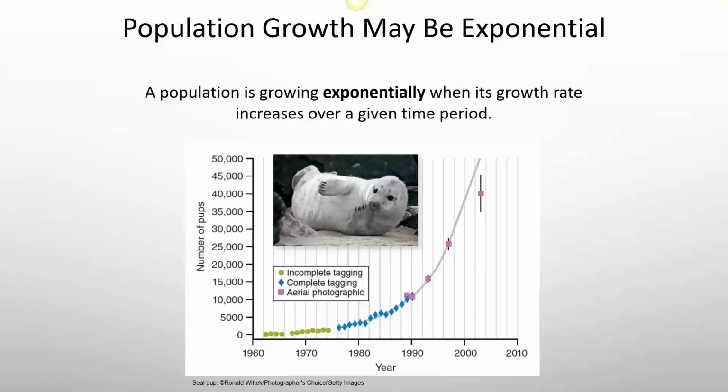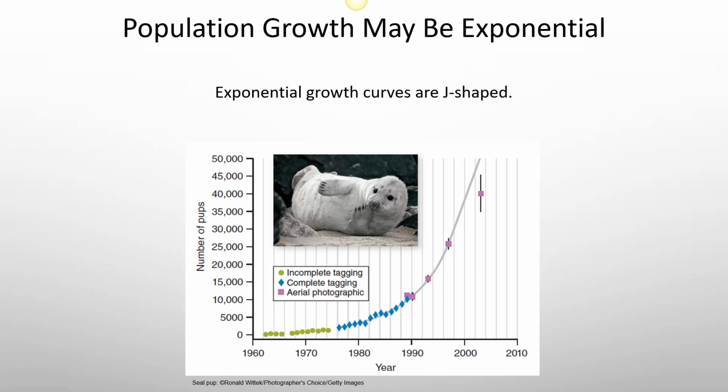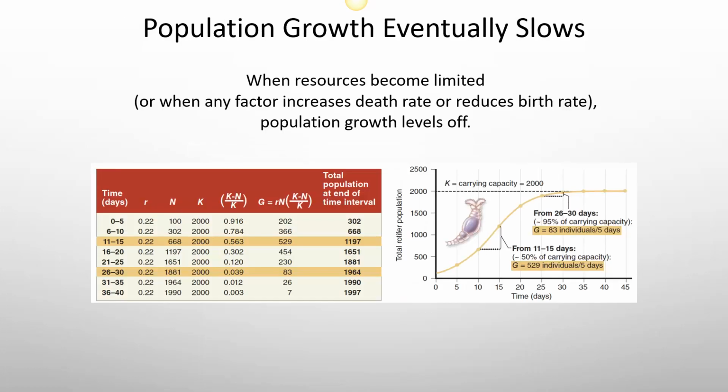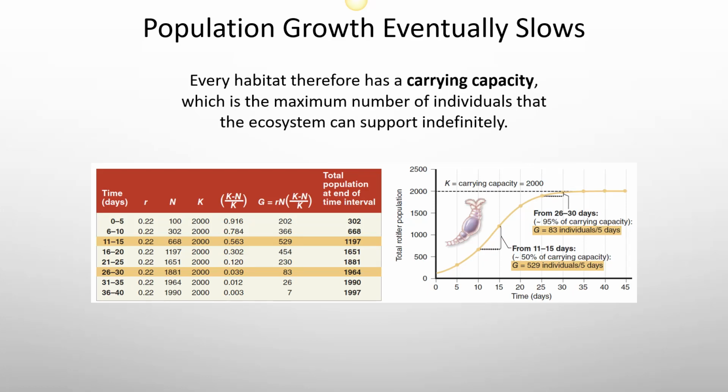A population is growing exponentially when its growth rate increases over a given time period. Exponential growth curves are J-shaped. When resources become limited, or when any factor increases death rate or reduces birth rate, population growth levels off. Every habitat, therefore, has a carrying capacity, and that's the maximum number of individuals that the ecosystem can support indefinitely.